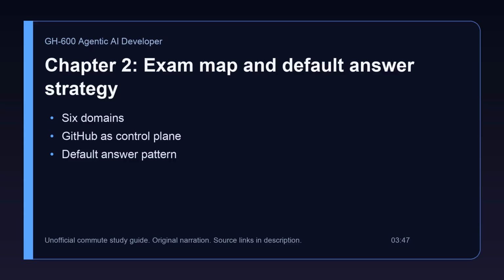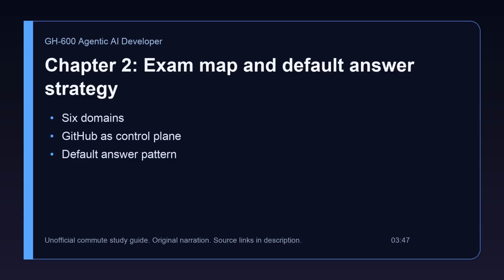Now the default answer strategy. If you are stuck, choose the answer that keeps GitHub as the source of truth, produces inspectable artifacts, scopes tools and permissions to least privilege, separates planning from execution when risk is real, uses branch, pull request, rule set, check, code owners, and environment controls, adds human in the loop only where risk justifies it, preserves logs and state, and uses evaluation signals instead of trust.